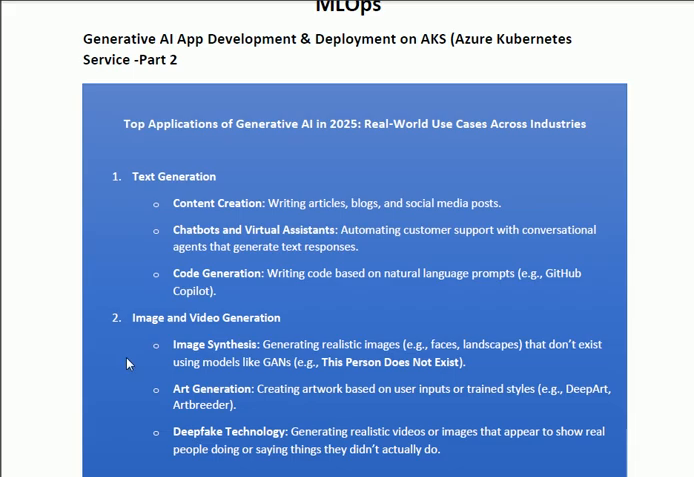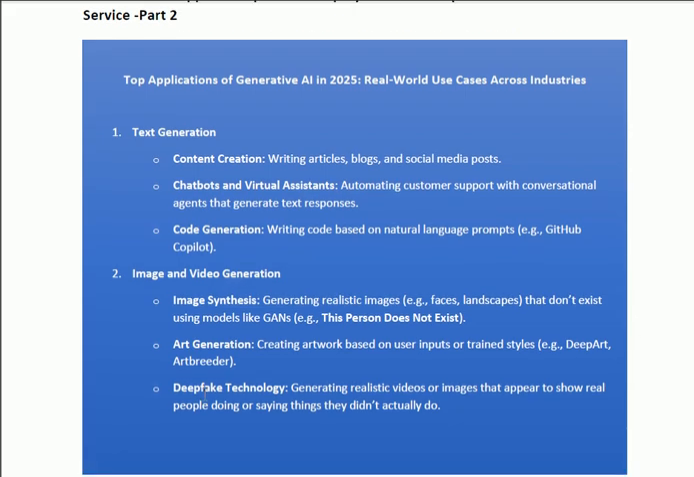After that, in generative AI we can create images and video, like image synthesis, art generation, and deepfake technology. Deepfake technology is the technology for generating realistic video or images that appear to show real people doing or saying something they did not actually do. These are the different things that different industries are using.